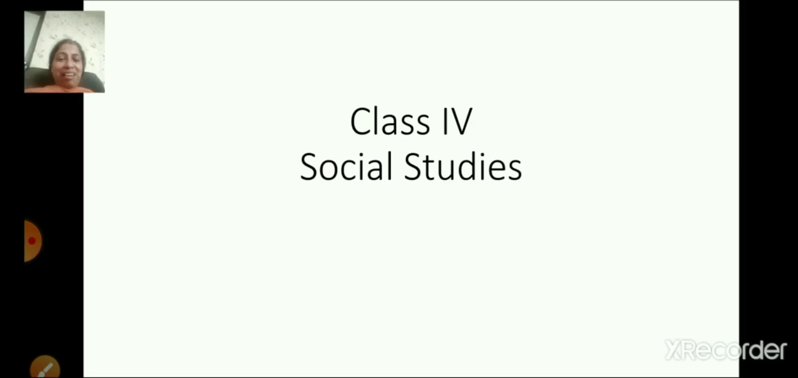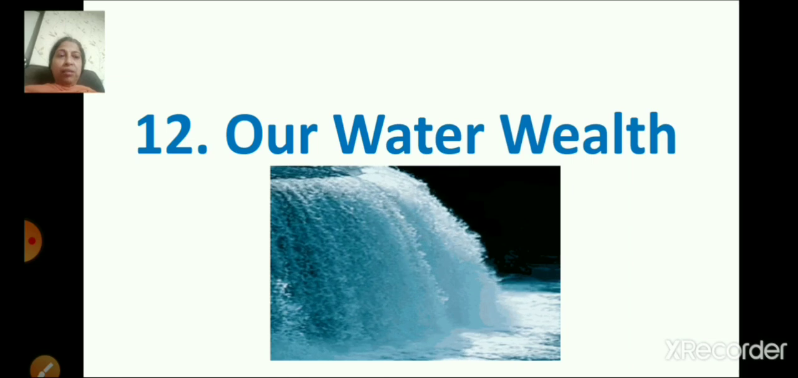Children, today we are going to learn a new lesson. Are you all ready? Okay, now tell me, can we live without water? No, isn't it? We cannot live without water. Water is life. So we need water for drinking, for bathing and for many other purposes, isn't it? Water is precious. So children, let's learn more about water in lesson number 12, Our Water Wealth.